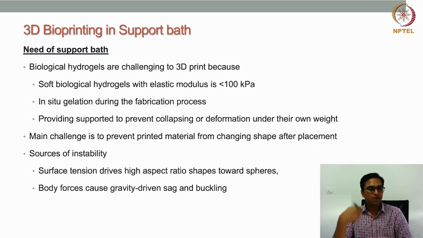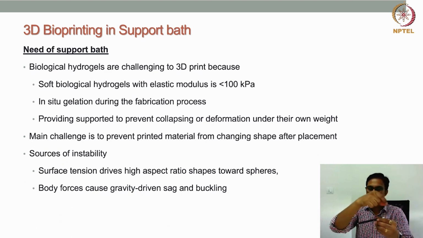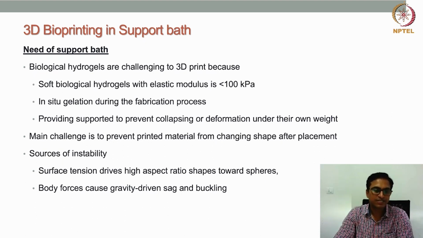The other thing is the body forces, the gravity-driven force. If we print a filament, a cylindrical line, it collapses because of gravity-driven sag and buckling. So these are the main challenges while printing with a support bath.